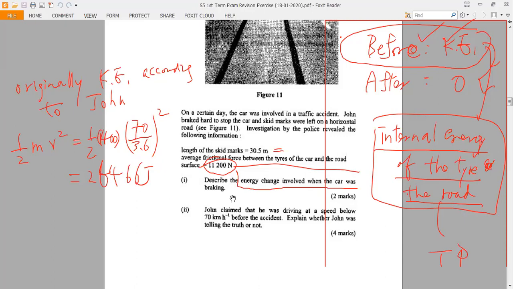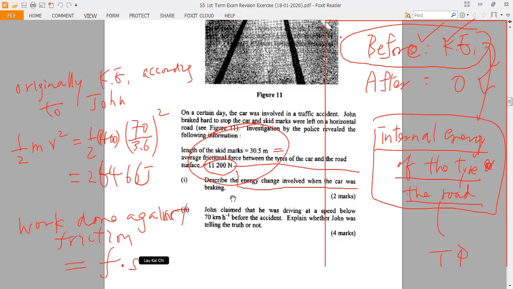But in fact, the work done against friction should be equal to friction times displacement. Someone told me at the very beginning from the chat room already. Yeah, F times S, correct. So you will calculate this value, which is 11200 times 30.5. Now you will see what this value is.